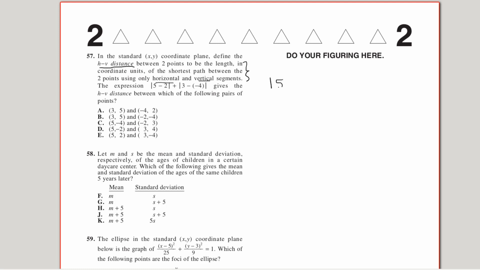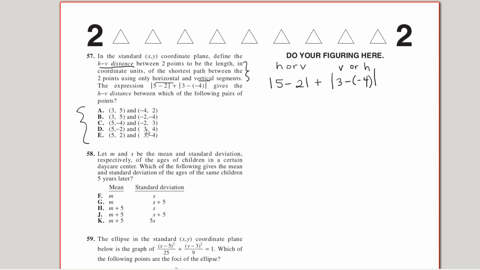So based on this absolute value of 5 minus 2, that's going to be the shortest distance either in the horizontal or the vertical distance. We're not for sure yet. And we're going to add to that this absolute value of 3 minus a negative 4. And if this is horizontal, then this is going to be the vertical. If this is the vertical, this is going to be the horizontal. So we've got to see which one this would match up with.